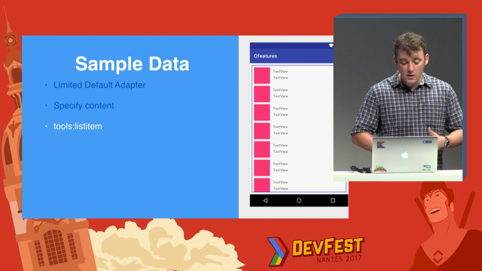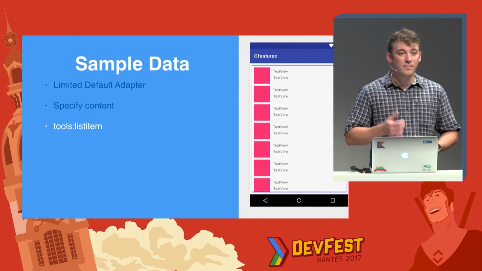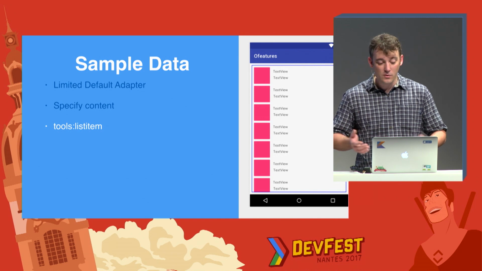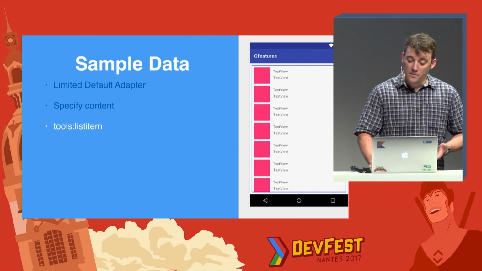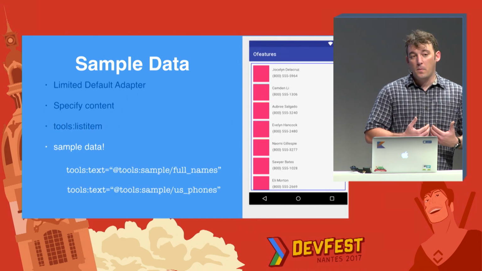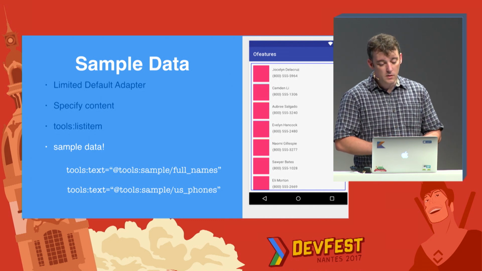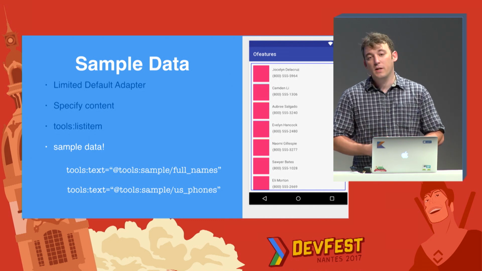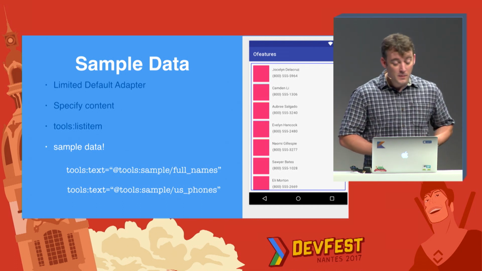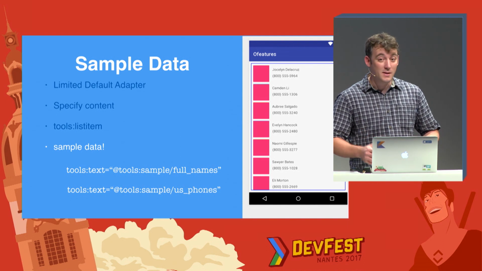But one thing we added in 3.0 is the concept of sample data. Because if you look at that, sure, it's nice, but that's not how my application will look. It's not a text view and some random color. I want more. So with sample data, you can reference some data that we pre-baked in Studio. For example, here you can indicate full names and US phones, and in the adapter, we will show you those elements. It actually goes further than that.